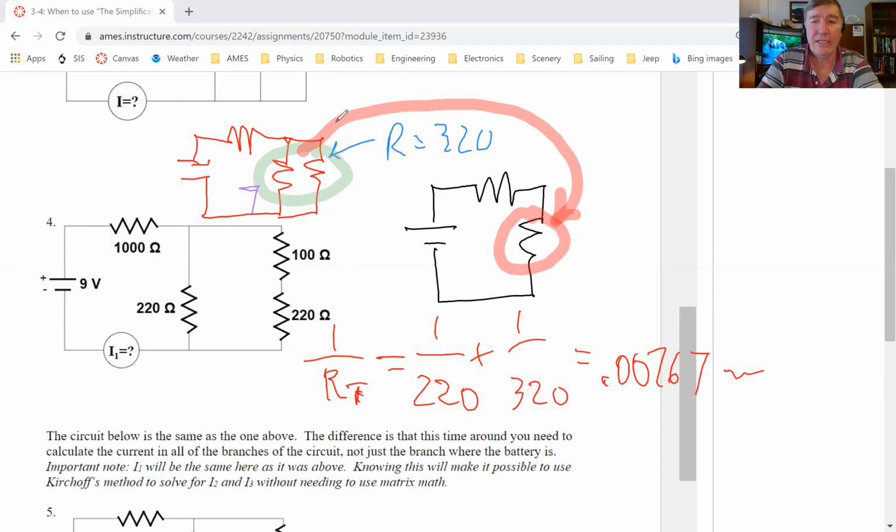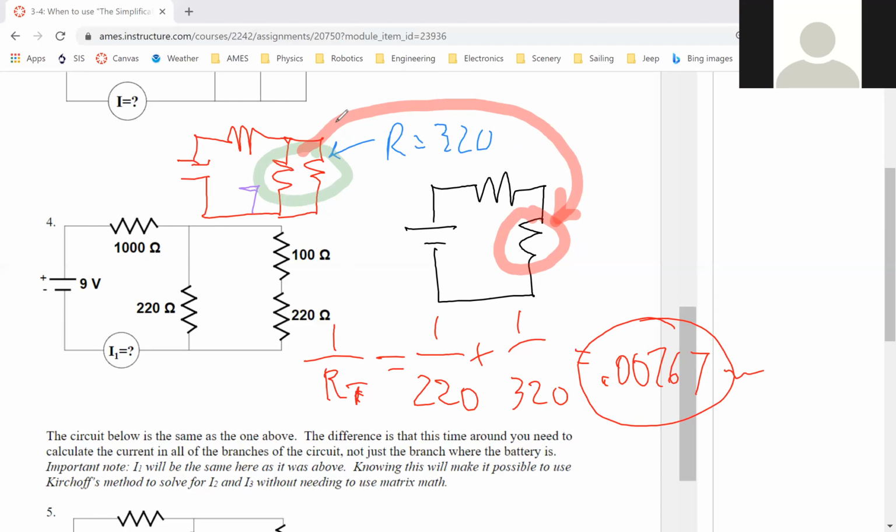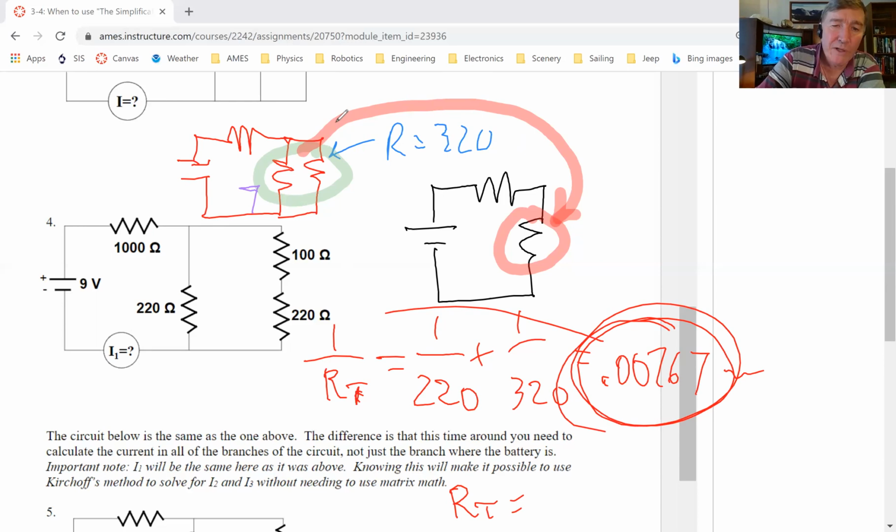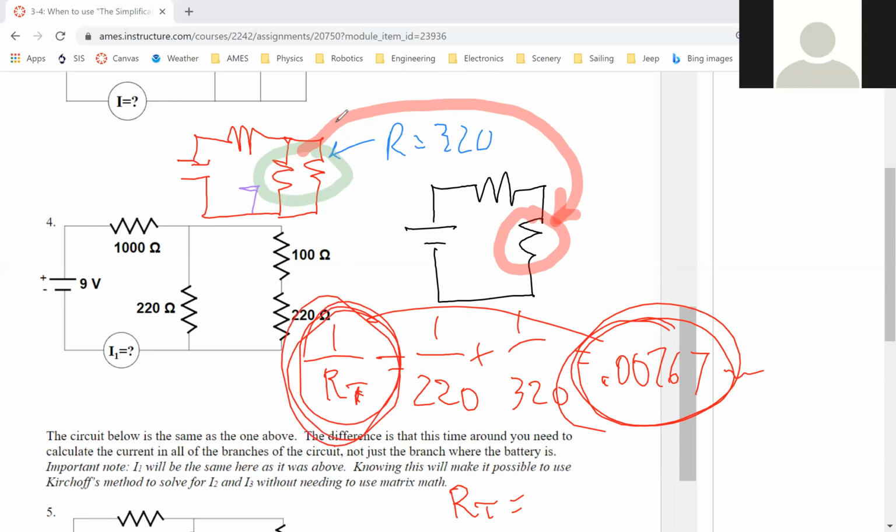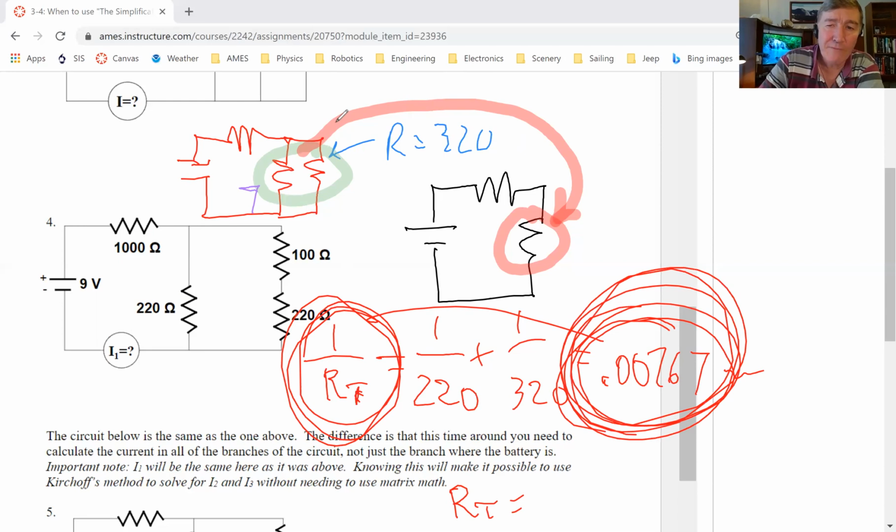So Dallas, is this our total? No. Okay, what do I have to do to get our total? This number here is 1 over our total. So if I know that this number is 1 over our total, how do I get our total? How about if I take 1 divided by that number?